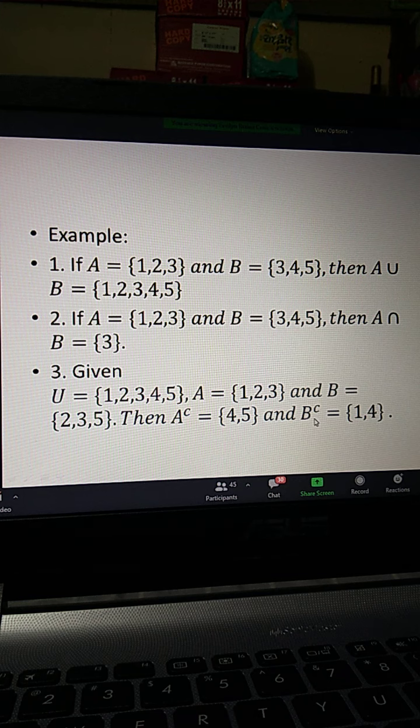While the B complement are the elements of U but not in B. So, what are those? So, cancel 2, 3, 5. So, the remaining is 1 and 4.